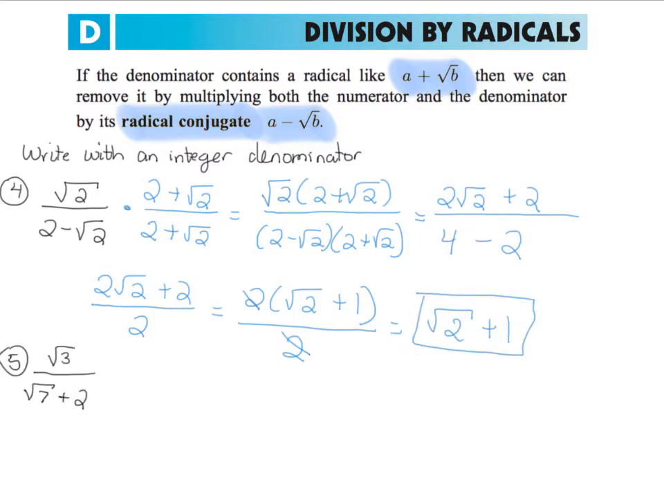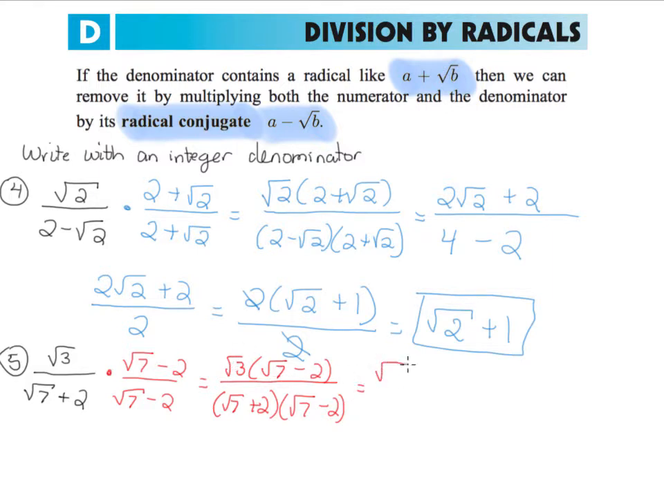Okay, in example 5, I have a binomial in the bottom, so I need to multiply by the conjugate of the square root of 7 plus 2, so that's going to be the square root of 7 minus 2. What I do to the bottom of the fraction, I must do to the top. And again, I'm just going to multiply straight across to get the square root of 3 times the square root of 7 minus 2. And then I'm going to multiply the two bottom binomials together. On the top, we do the distributive property. And on the bottom, we have the difference of squares. For a final answer of the square root of 21 minus 2 times the square root of 3, all over 3.